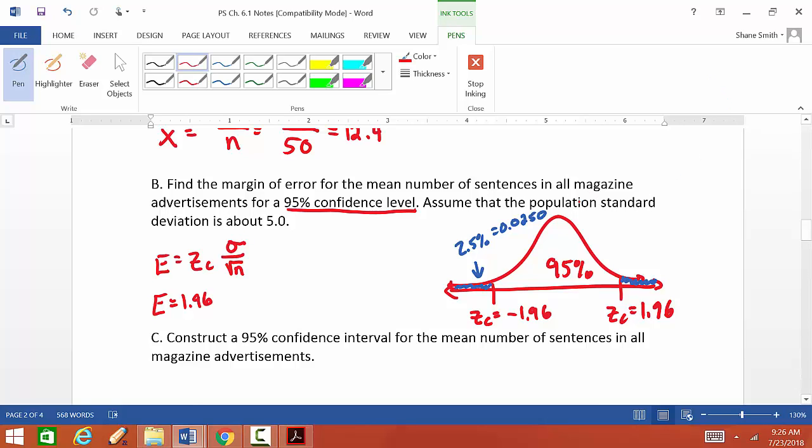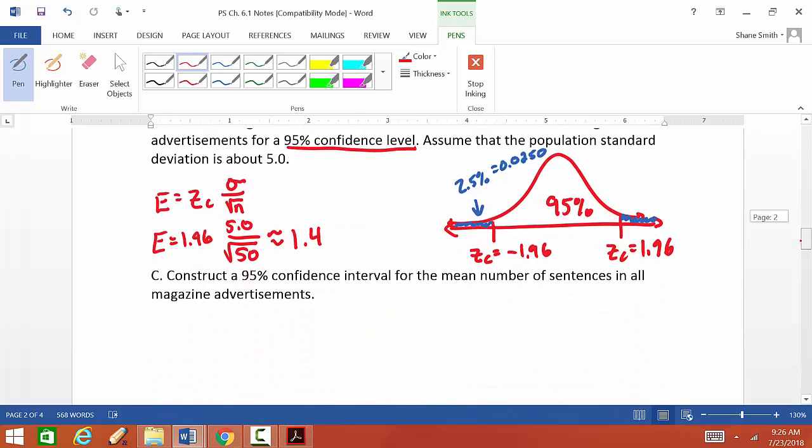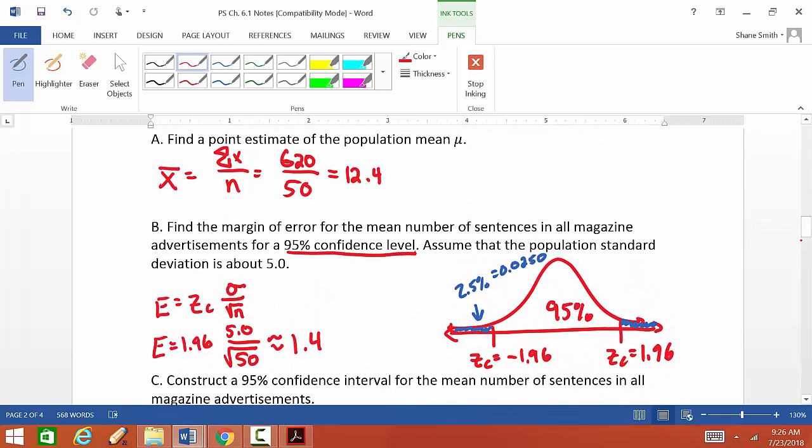Now sigma is easy. They tell you what the population standard deviation is. That's 5.0. And n is also easy. We already used that. It's 50 because there's 50 magazine advertisements. And when you do this calculation, if you multiply it all out using your calculator, you get 1.4. And I'm rounding only to one decimal place because I have whole numbers in my data set, so only one decimal place is as accurate as I need to be. So that's the margin of error part.